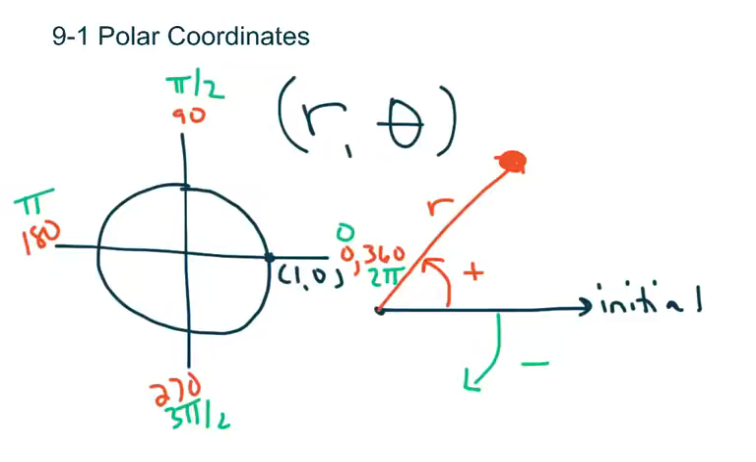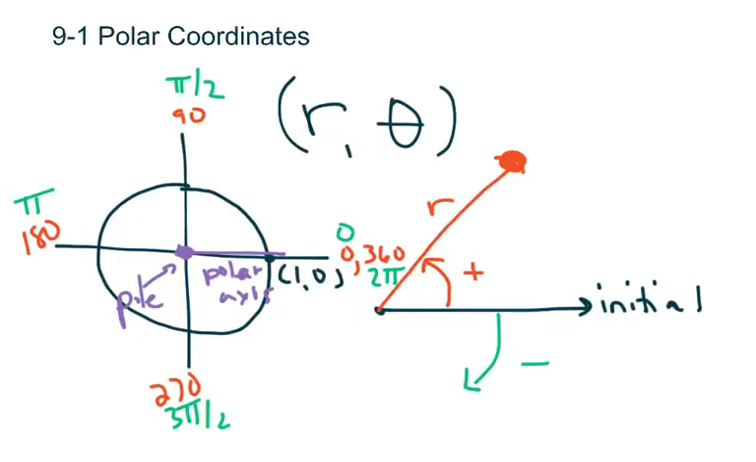So on this graph, we're going to call that positive x-axis the polar axis, because we're going to call the origin the pole. Oops, this pen doesn't want to write.